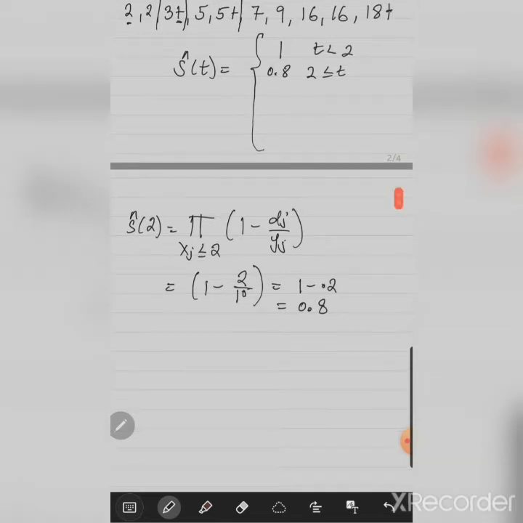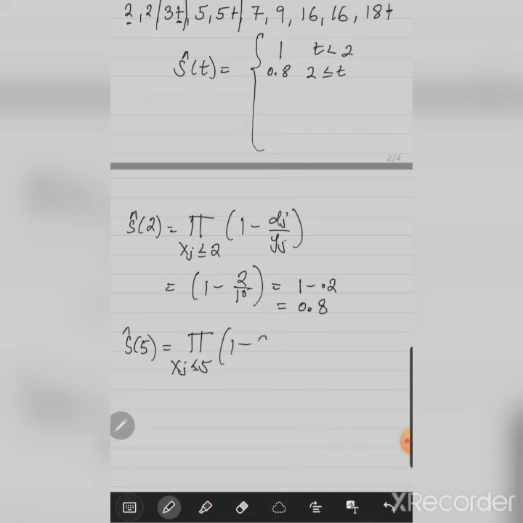So here we're going to do the estimate of S of 5. We're going to just plug in because 2 is less than 5, so we have to take into consideration the previous events that have occurred.